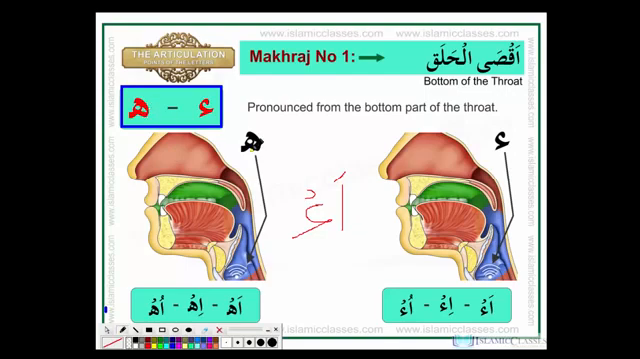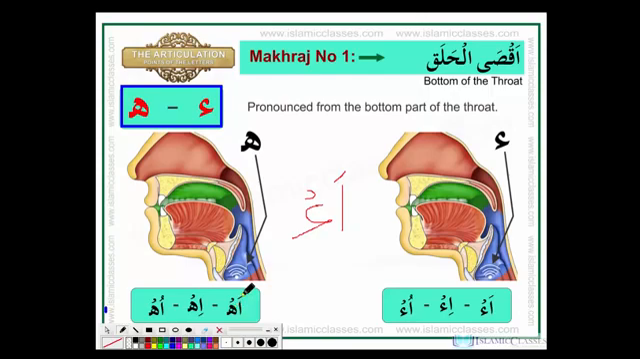Now the other one is the Ha letter, and this letter also we pronounce from the bottom of the throat. Now we practice this Ha letter, similarly as we read Hamza. Hamza, Ha, fatha, Ah. Look, the Ha sound is coming out from the bottom of the throat when I say Ha, Ha, Ha. You can feel it near the chest.